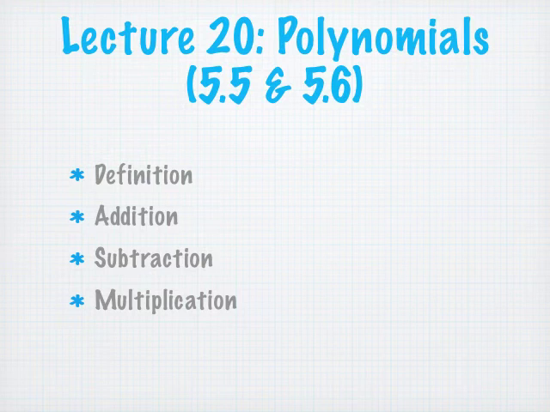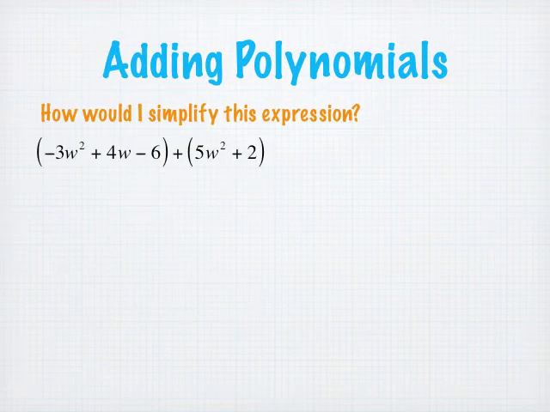Okay, now that we have our definitions, we will work on adding polynomials. You'll notice that adding and subtracting polynomials are essentially what we did in the very beginning lectures of this class, but we're just going to review them quickly, and then the multiplication is where we'll spend a little more time. So how would I simplify this expression?